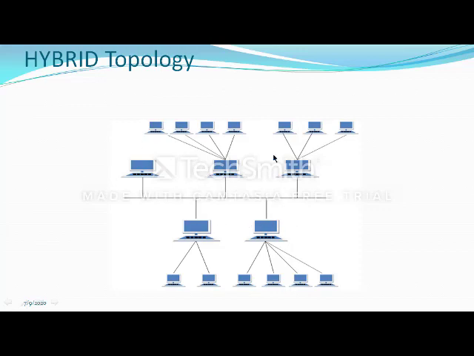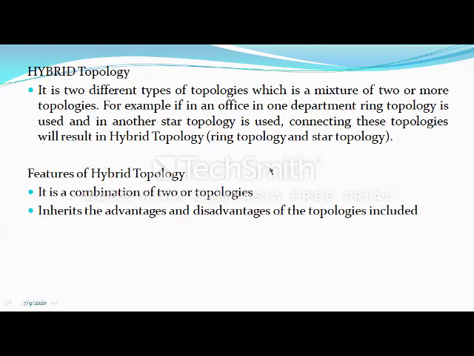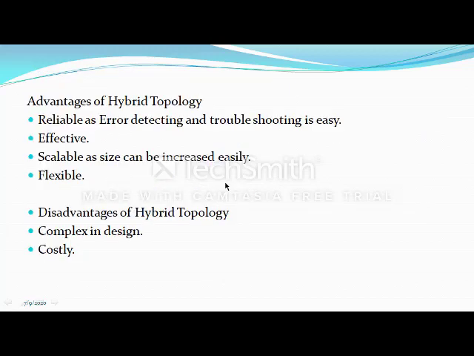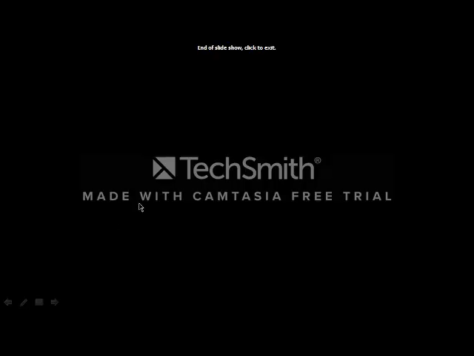Next, hybrid topology. This hybrid topology is a combination of two or more topologies. It includes the disadvantages and advantages of both the topologies. Complex in design and it will be very costly.